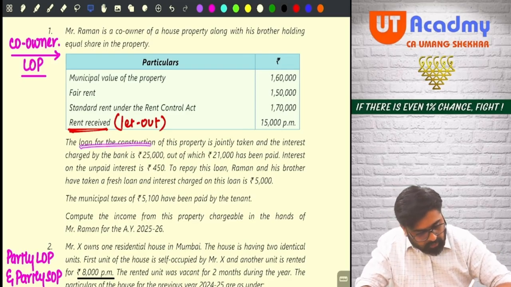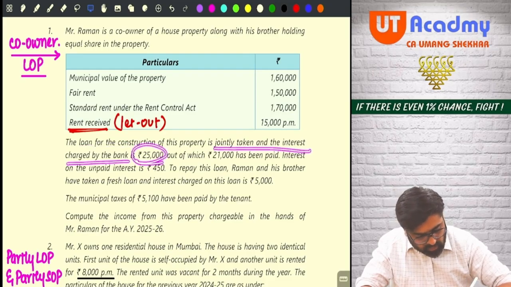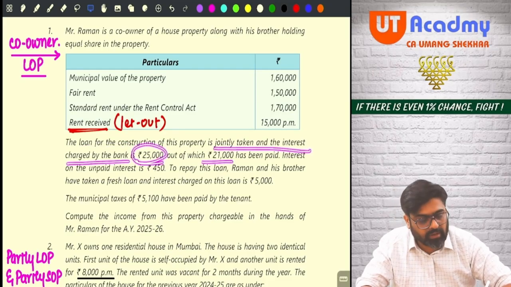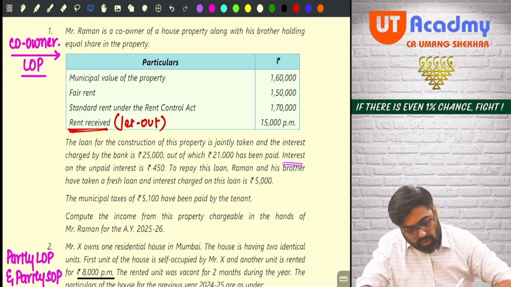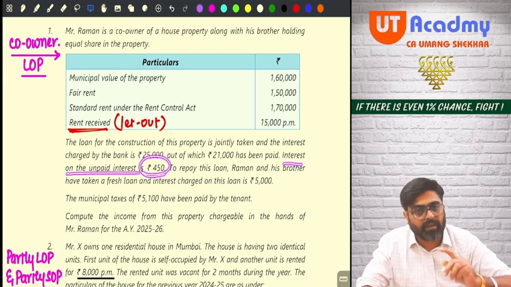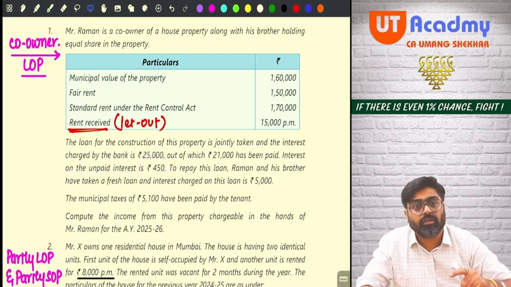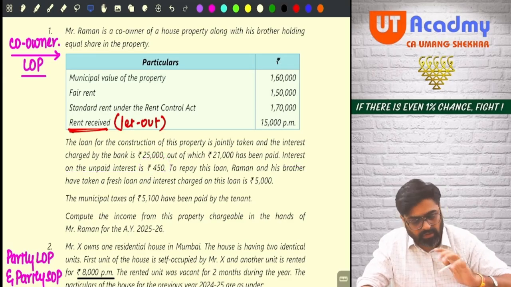Loan for the construction of this property is jointly taken and the interest charged by the bank is 25,000, out of which 21,000 has been paid. So what? Entire interest of 25,000 will be allowed. Interest is not allowed on payment basis; it is allowed on due basis. So whatever interest becomes due, 25,000 will be allowed as a deduction. Now, interest on the unpaid interest is 450. That is not going to be allowed. That is a penal interest and will not be allowed as a deduction.